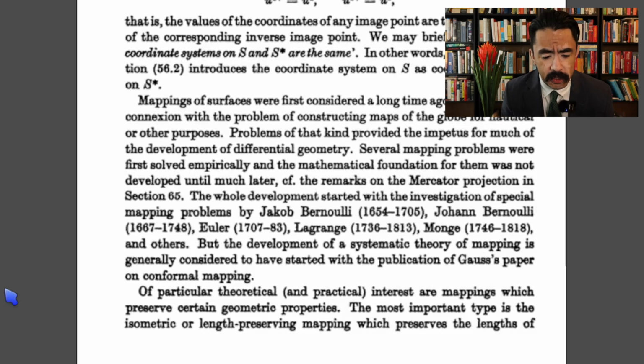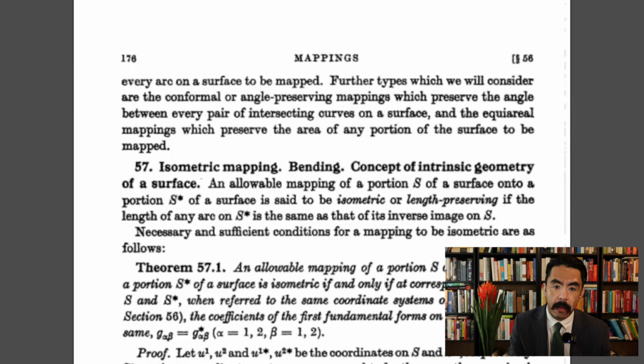Anyways, the development of a systematic theory of mapping is generally considered to have started with the publication of Gauss's paper on conformal mapping. Of particular theoretical and practical interest are mappings which preserve certain geometric properties. The most important type is the isometric or length-preserving mapping, which preserves the lengths of every arc on a surface to be mapped. Further types which we will consider are the conformal or angle-preserving mappings, which preserve the angle between every pair of intersecting curves on a surface, and the equiareal mappings, which preserve the area of any portion of the surface to be mapped.